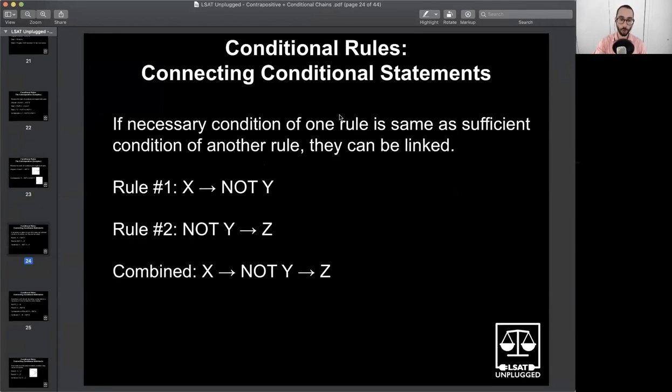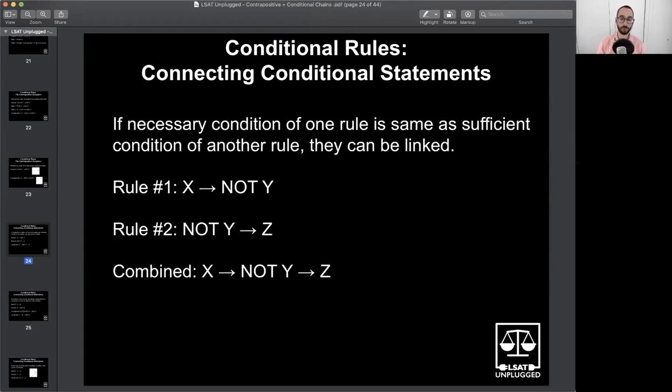So, like I said before, you want to have the same variable in multiple rules. In particular, it's nice when you have a particular variable as a necessary condition in one rule, and then as the sufficient condition in another rule. So I talked earlier about A requiring B requiring C. That's probably the easiest example I can think of.